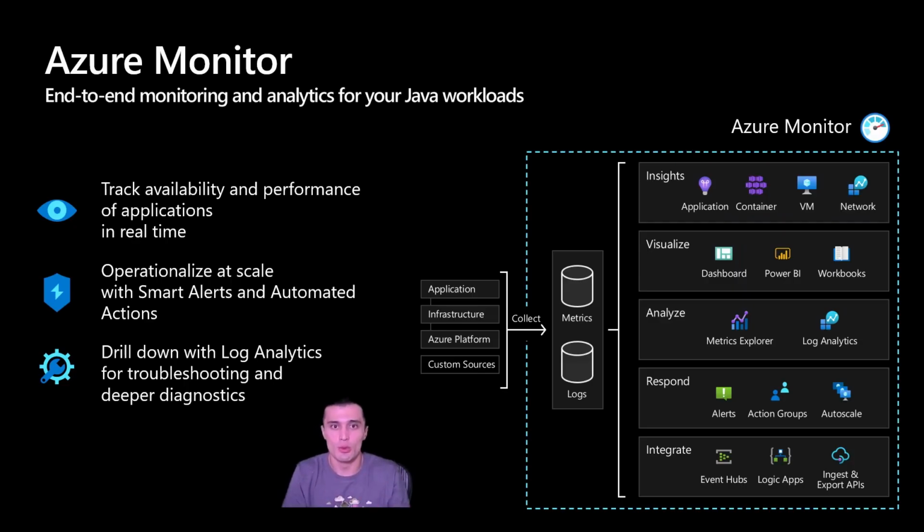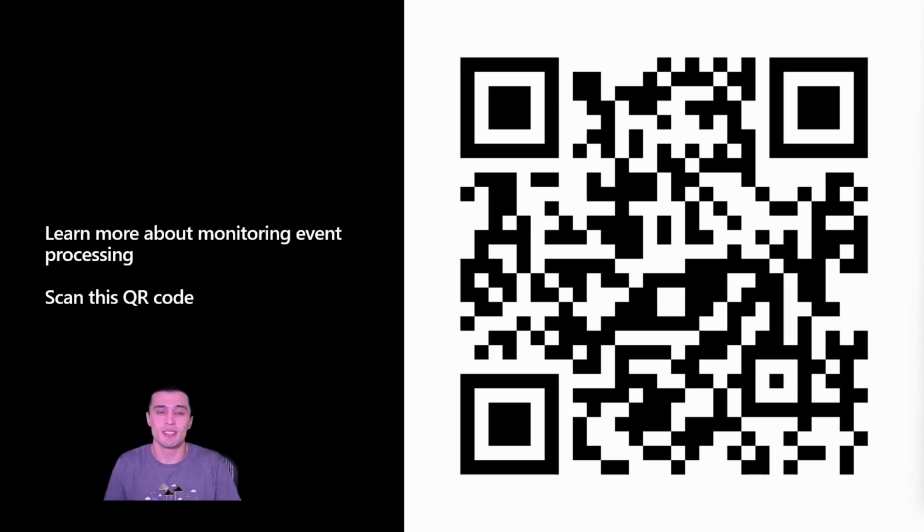We can use Azure Monitor to monitor the Event Hub. It's also capable of collecting performance metrics about serverless applications built using Event Hubs or Azure Functions. You can have a look at some of the options in this slide that Azure Monitor offers, or you can simply scan this QR code and learn more about how to monitor event processing.